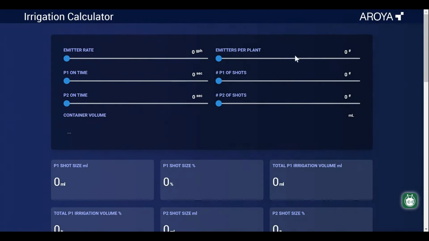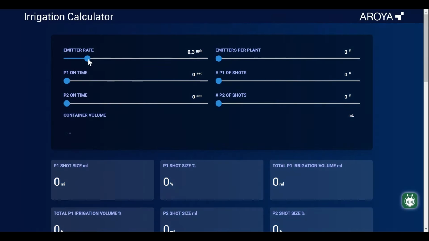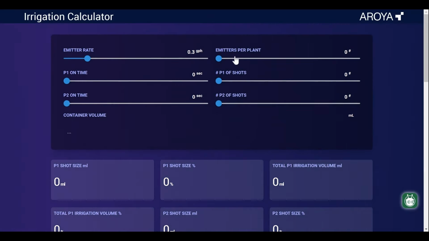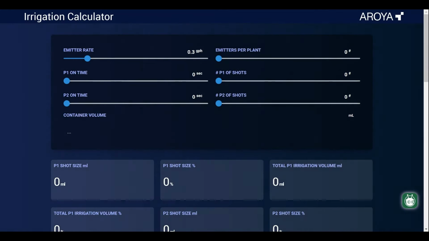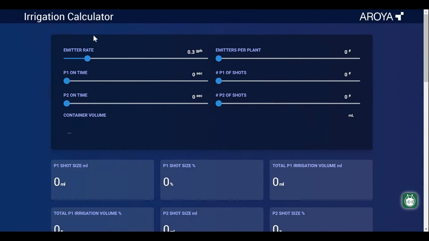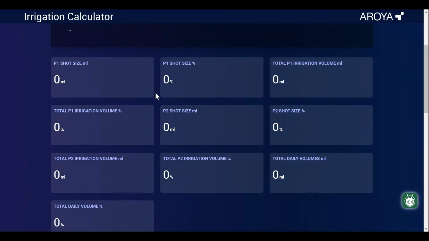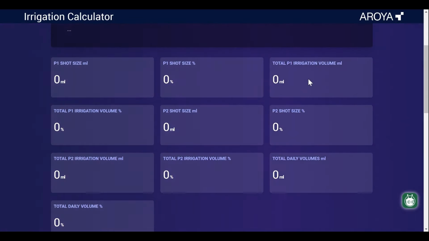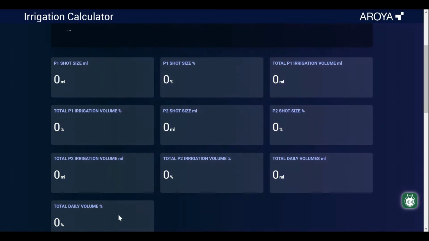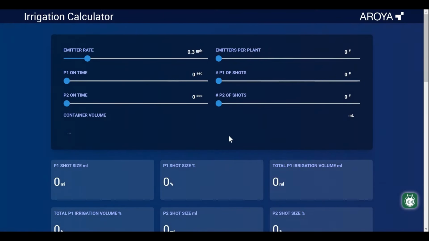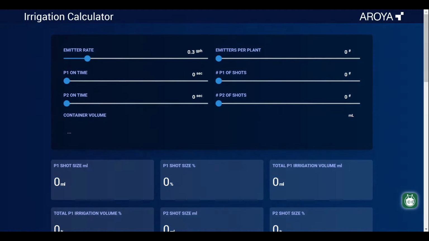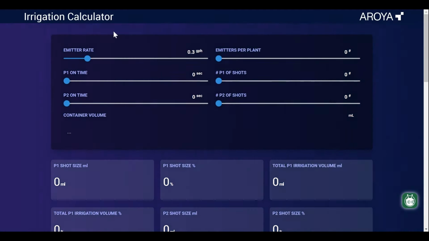If you can see this screen, you'll take a look at the top. It's got a few parameters that we want to set up. Emitter rate, so most of us are working with either 0.3s or 0.5s. So let's just put that slider over there. I guess I could have done an overview, but I just jump right in. So what this is doing, we're looking at P1 and P2 times, and we're going to get those calculated into shot sizes, total phase irrigations, total daily irrigations. Those are going to be available in both milliliters and in percentage. So mostly it's just a bunch of simple math that's organized in a very usable fashion.